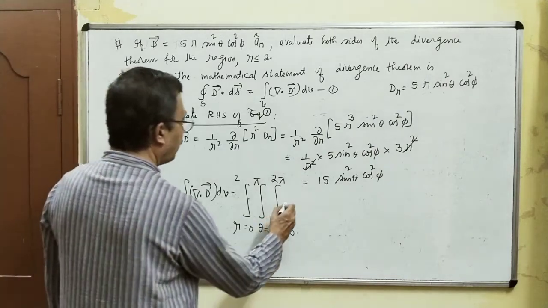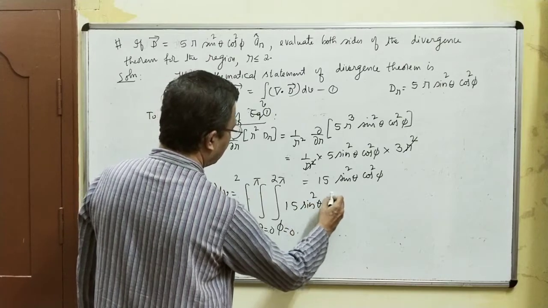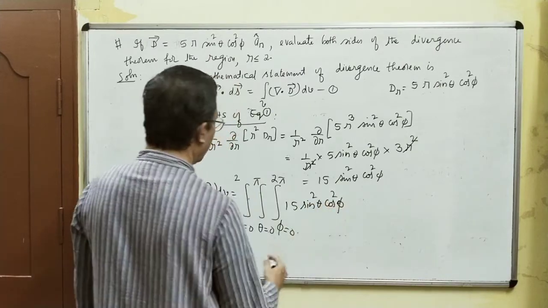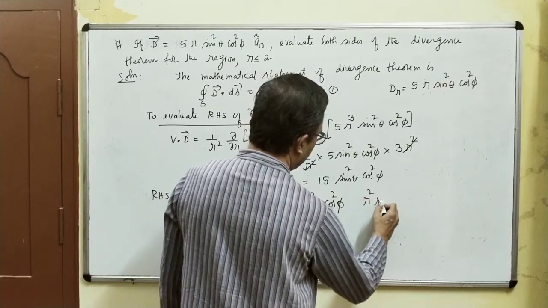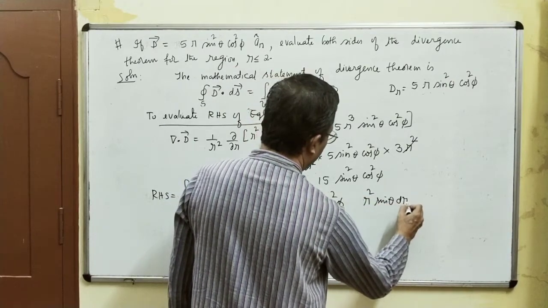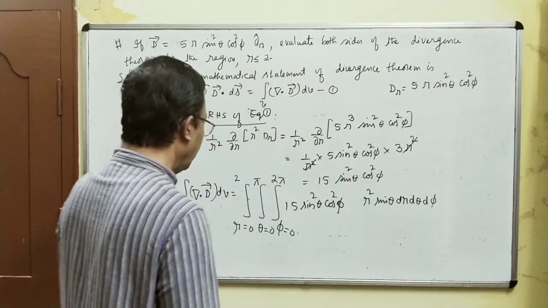What is divergence of D? 15 sine square theta cos square phi. What is the expression for dV in spherical coordinates? It is r square sine theta dr d theta d phi. Now integrate this.